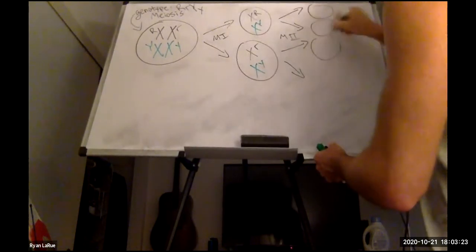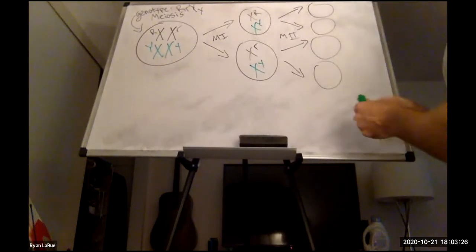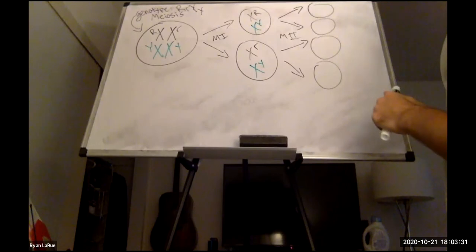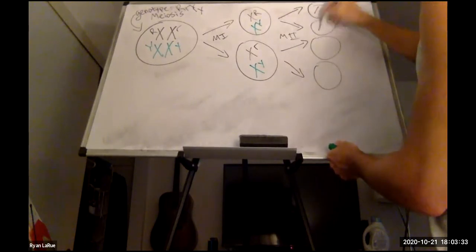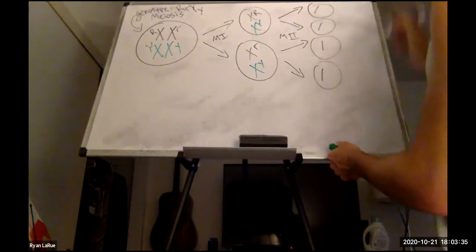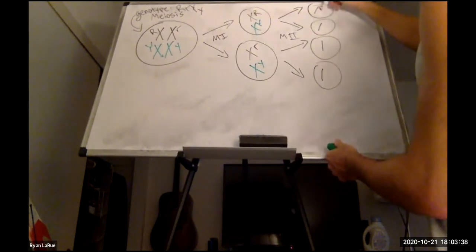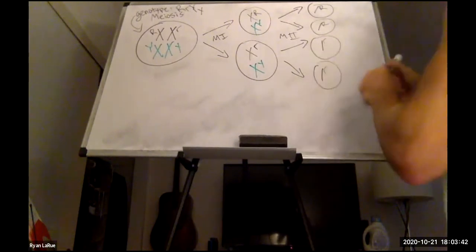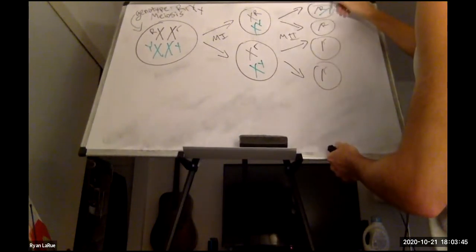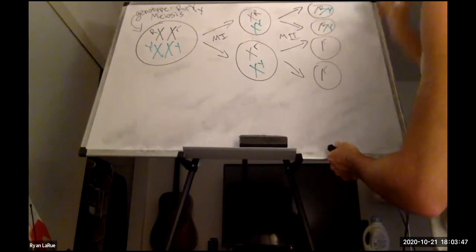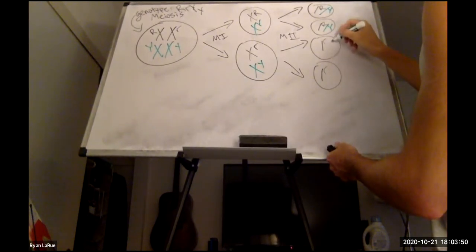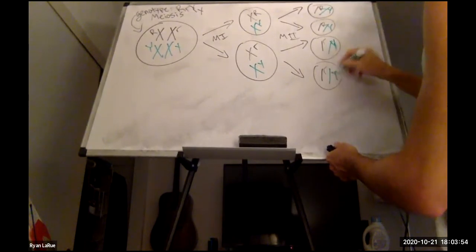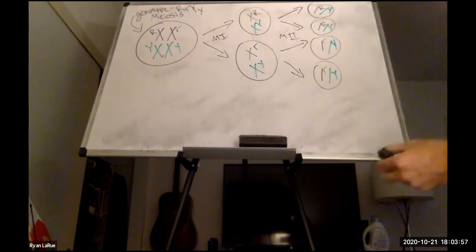This is when our sister chromatids separate to create identical cells. So that's just going to be big R, little r, big Y, big Y, little y, sorry, and little y.